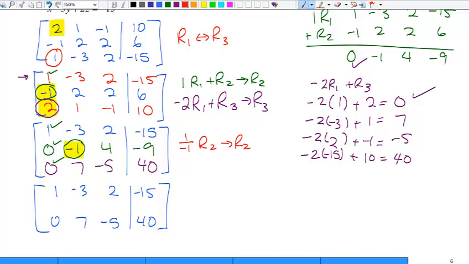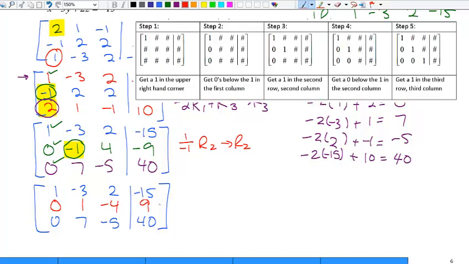If you don't want to think of it as 1 over -1, you can just think of the whole row divided by -1. 0 divided by -1 is 0. -1 divided by -1 is +1. 4 divided by -1 is -4. -9 divided by -1 is +9. Okay, progress report time. Do I have a 1? Check. Do I have a 0? Check, check. Notice I didn't mess those 1s and 0s up if you do it in the right order.